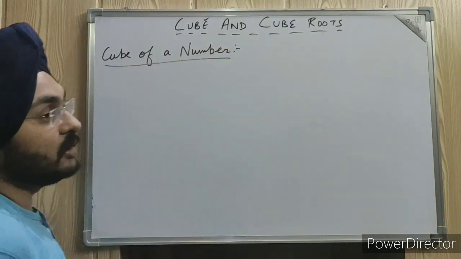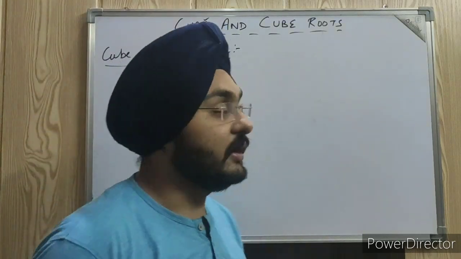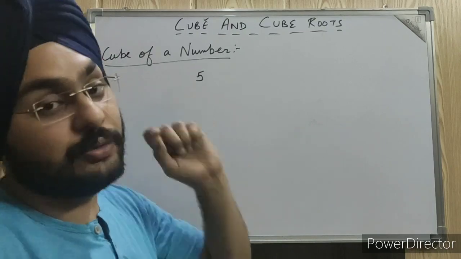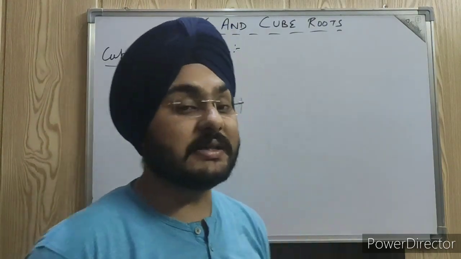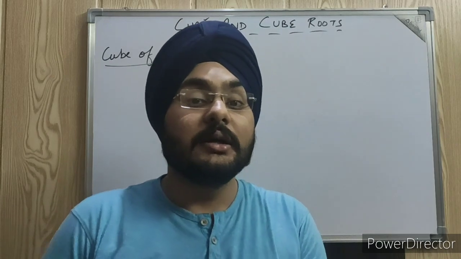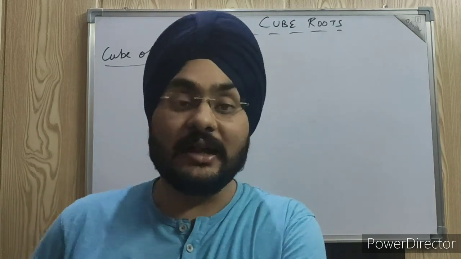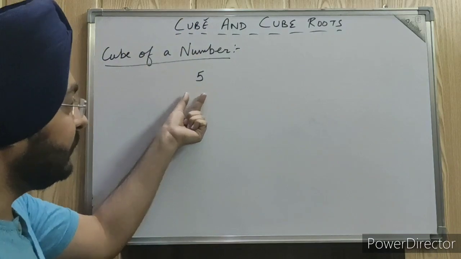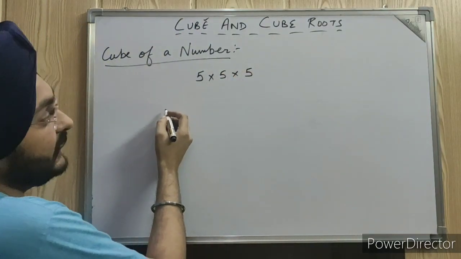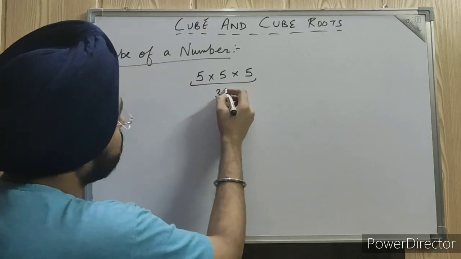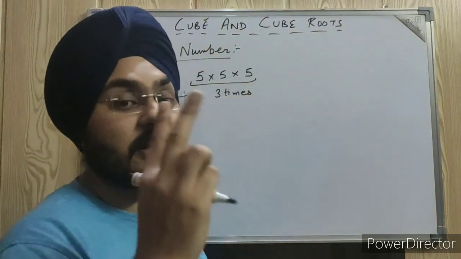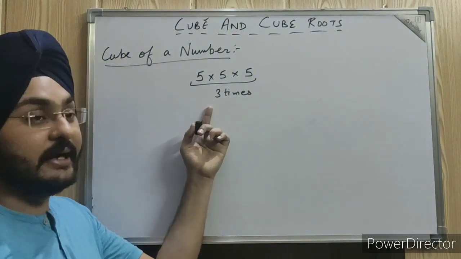Suppose you have taken the number 5. What do we mean by the cube basically? A cube is basically a number multiplied 3 times by itself. If I'm taking the number 5, it means I have to multiply 5 three times. In square we multiply 2 times, in cube we multiply 3 times.